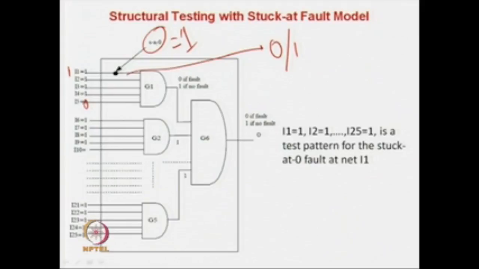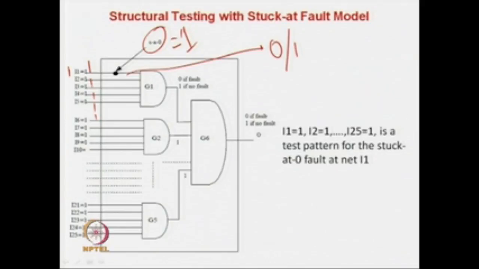Irrespective of whether a fault is there or not, the output will be 0, because this gate will be controlling this output. So to avoid this, we have to apply all the other lines as 1, 1, 1, 1, 1. Then I will also apply a 1 at this line. So what happens if I apply 1 at all the lines?